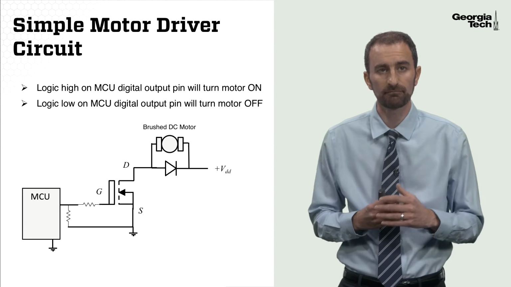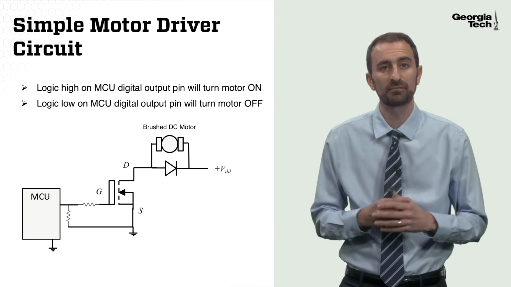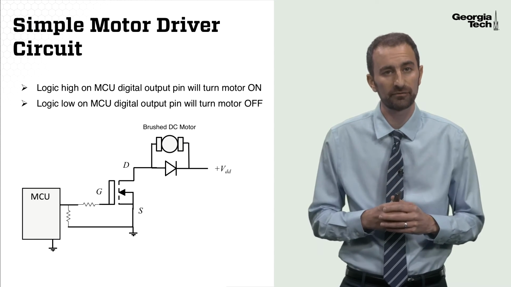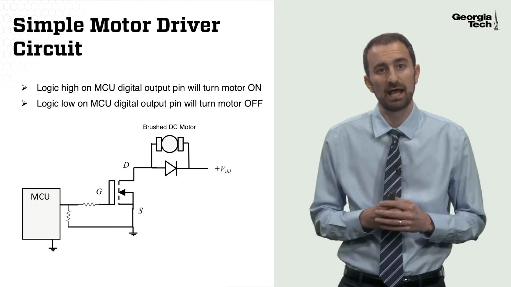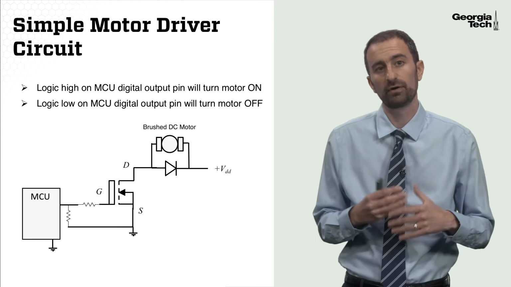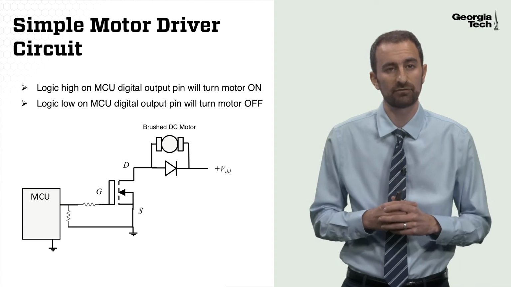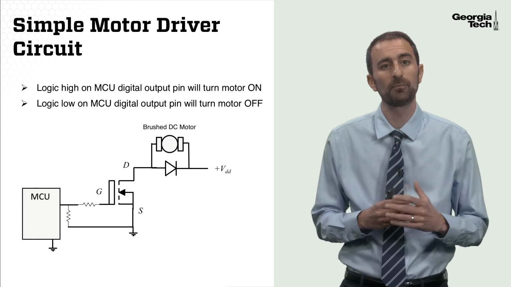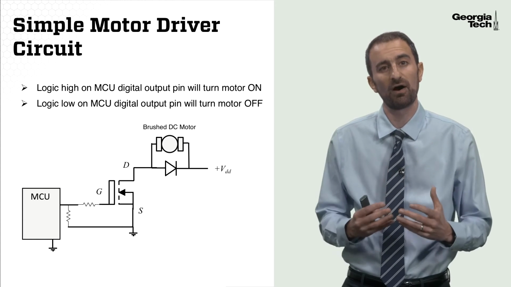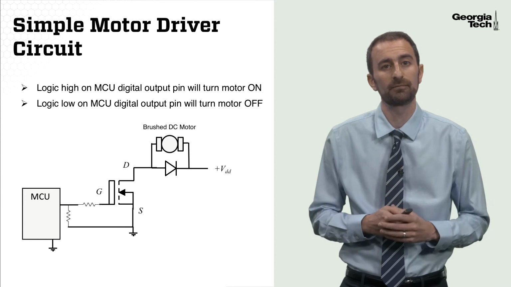When the logic on our microcontroller output pin is high, that's going to turn our MOSFET into saturation and allow current to flow through our motor and turn it in one direction. Then when we set that logic value low on our microcontroller output pin, that's going to turn our MOSFET off and no current is going to flow through the motor, so it'll stop running.